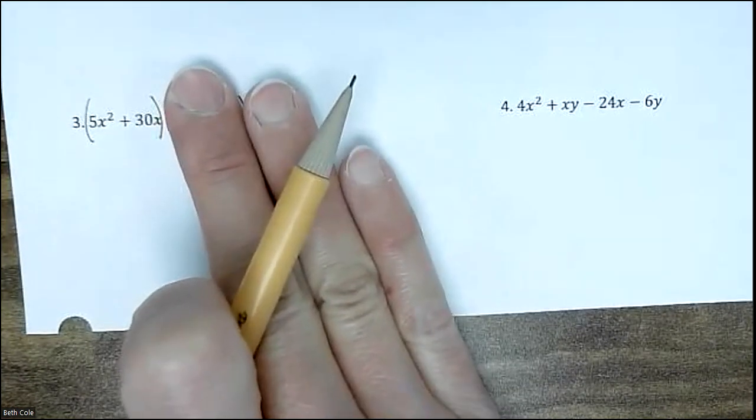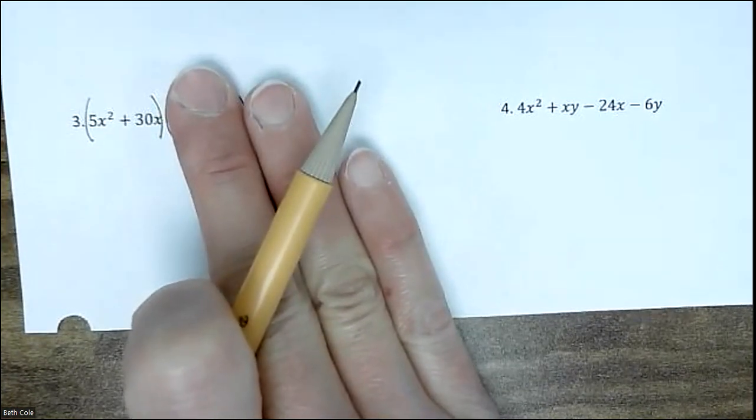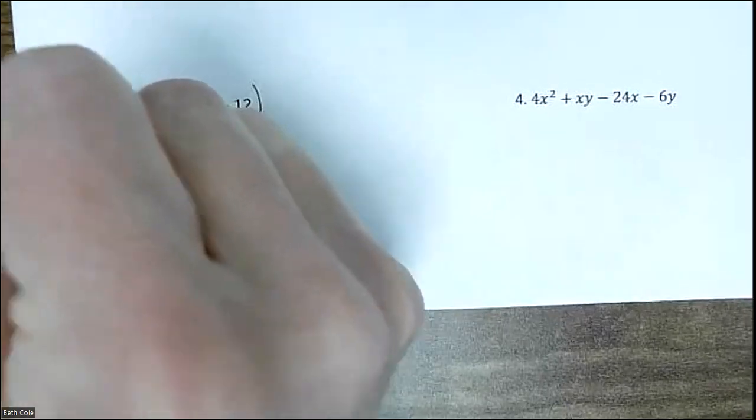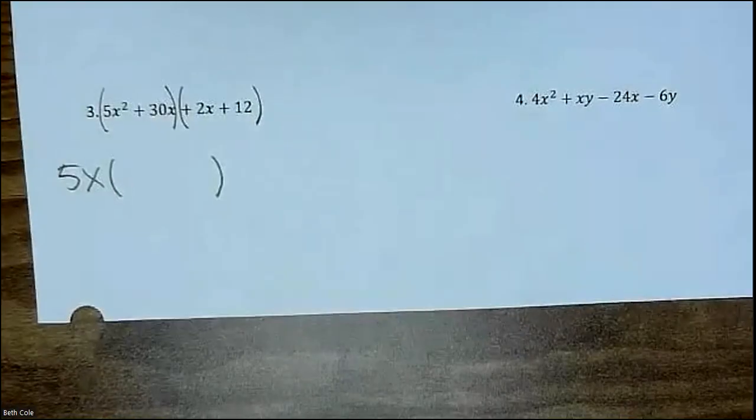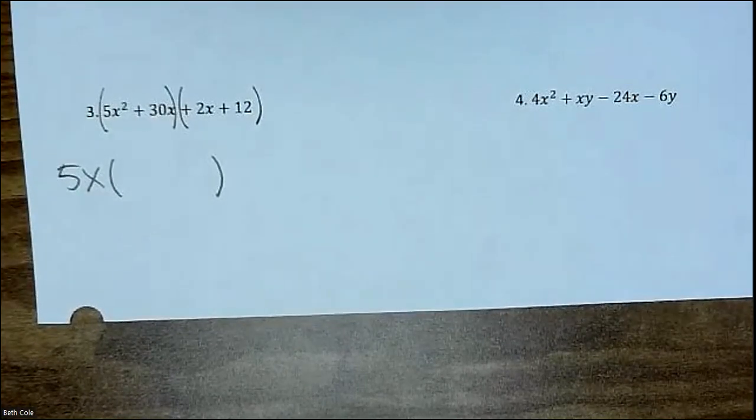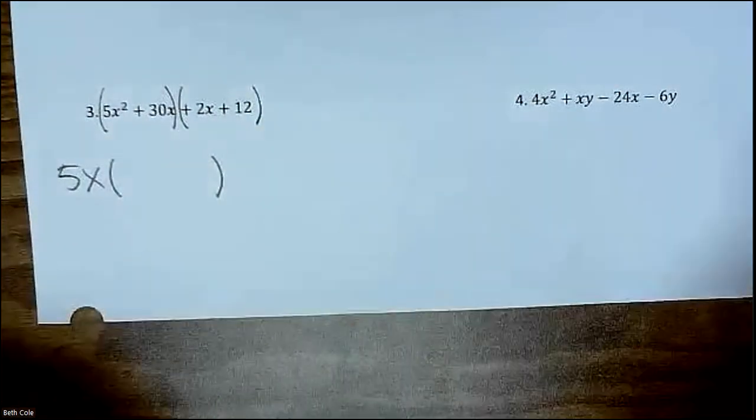What do they share in common? They both have X. Good. What else can you divide out? Good. Put 5X and then your parentheses. We just started this. We're on number 3. The reason we started with number 3 is because I said identify the grouping ones, which are 3 and 4.